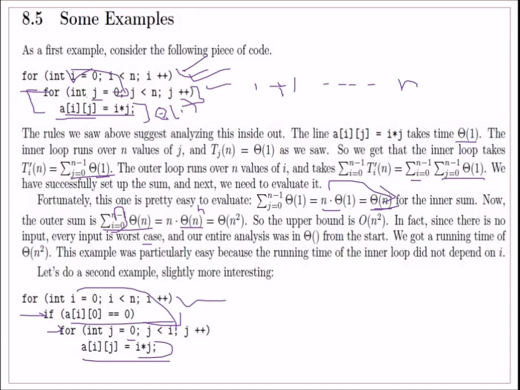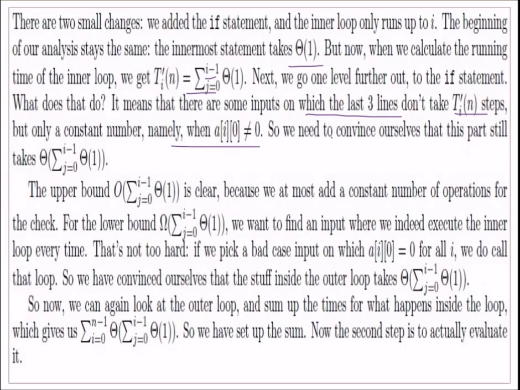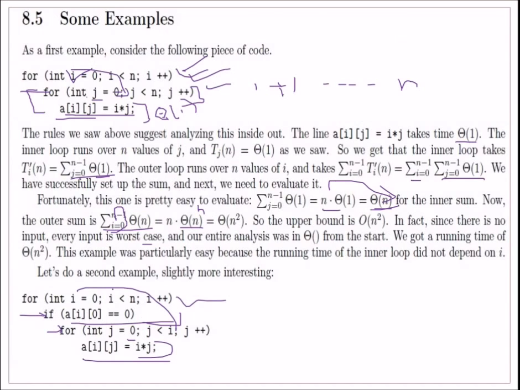If a[i] is not equal to 0, then only it will take place. So I will run for some times. But let us convince ourselves that this part still takes the worst time. Let us convince ourselves that this will be the maximum time, because this can only be a maximum time. There will be no more than this time. So the upper bound is order of this. This is clear.